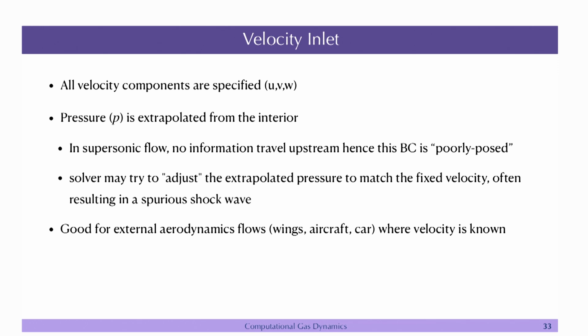First is the velocity inlet. I think I briefly mentioned it in the first class on the boundary condition. We specify the velocity and extrapolate the pressure from the interior. This question comes up many times: why can't we specify both the pressure and the velocity? Typically either you put the pressure and the velocity is extrapolated from the interior, or you specify the velocity and the pressure is extrapolated from the interior. You can't specify both pressure and velocity. There are multiple reasons for that.